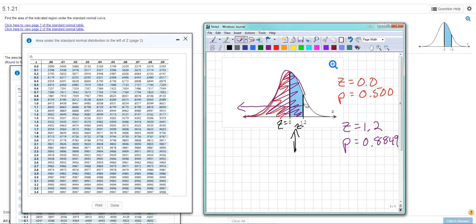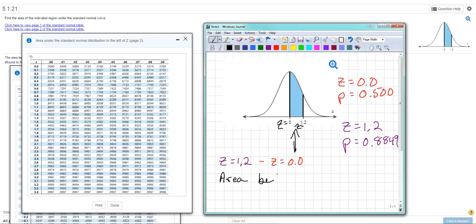Now, in order to go ahead and find the area that's in between these curves, we need to understand that it's going to require us to subtract from z equals 1.2 z equals 0.0. In other words, the area under the curve that is between z equals 0.0 and z equals 1.2 will simply be this.